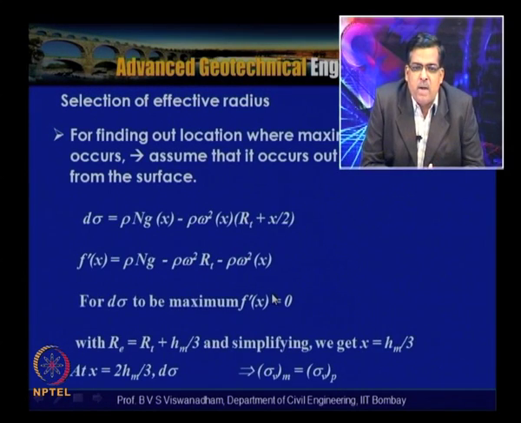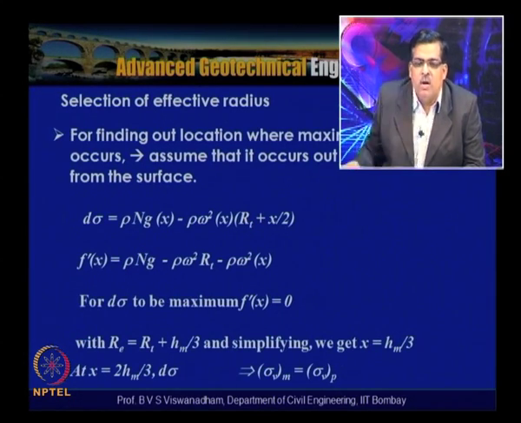Now by taking differentiation of this, taking this as function x, rho ng x minus rho omega square x into rt plus x by 2, taking f dash x, we can write that it is rho ng minus rho omega square rt minus rho omega square, that is 2x by 2, which reduces to rho omega square into x. So for d sigma to be maximum, by applying the rules of maxima and minima, we can say that f dash x is equal to 0.